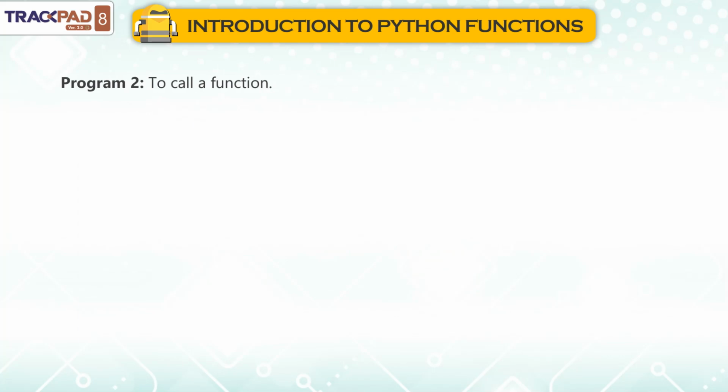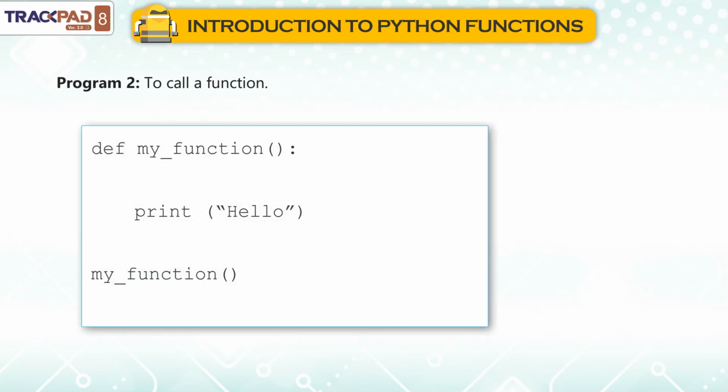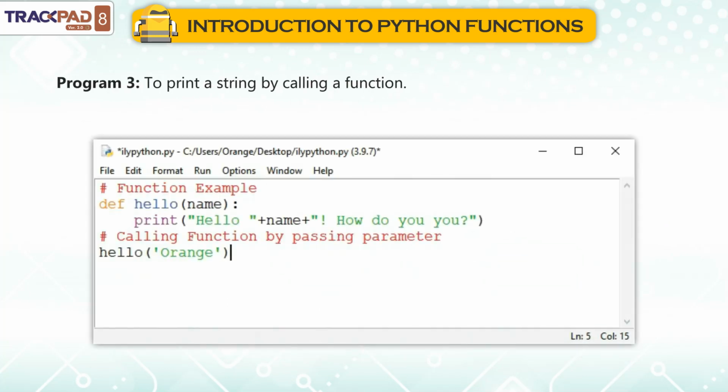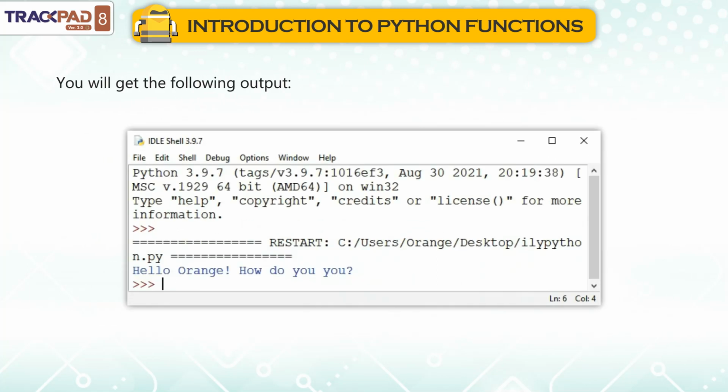For example, program 2. To call a function. Name of function. Body of function. Function call. Program 3. To print a string by calling a function. You will get the following output.